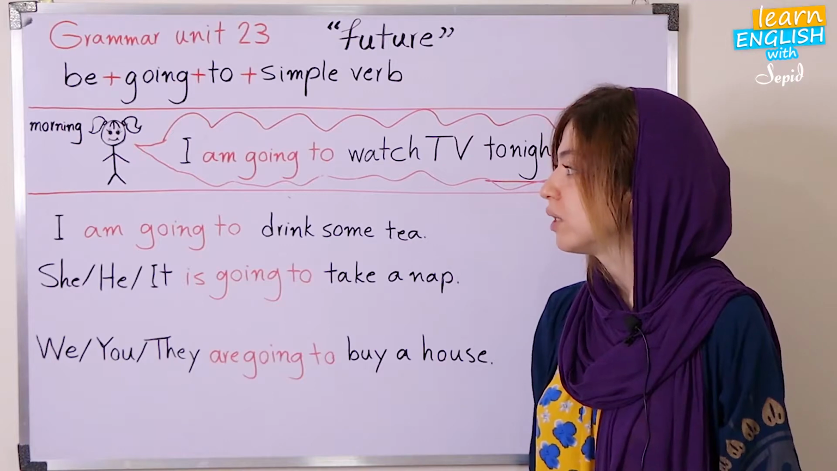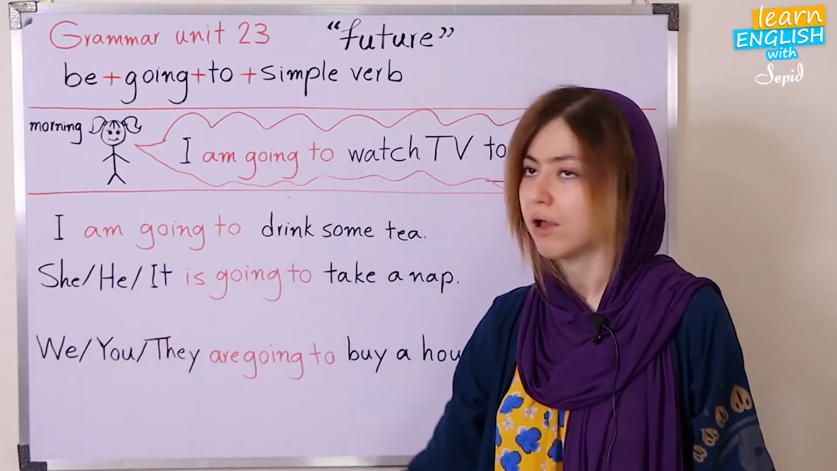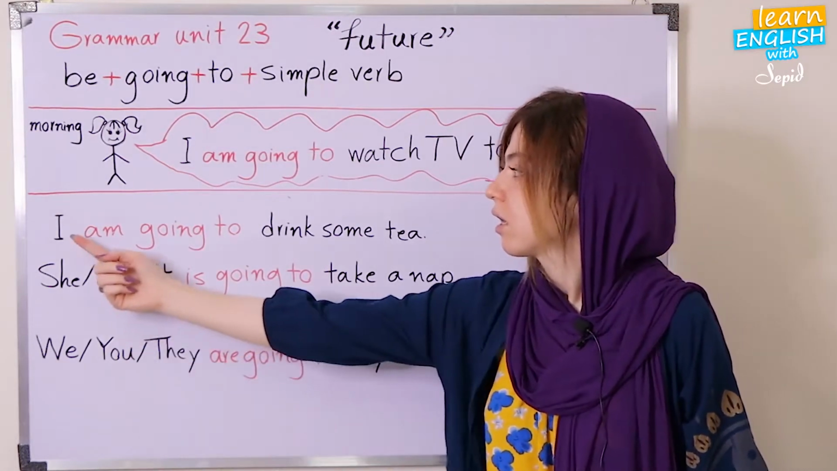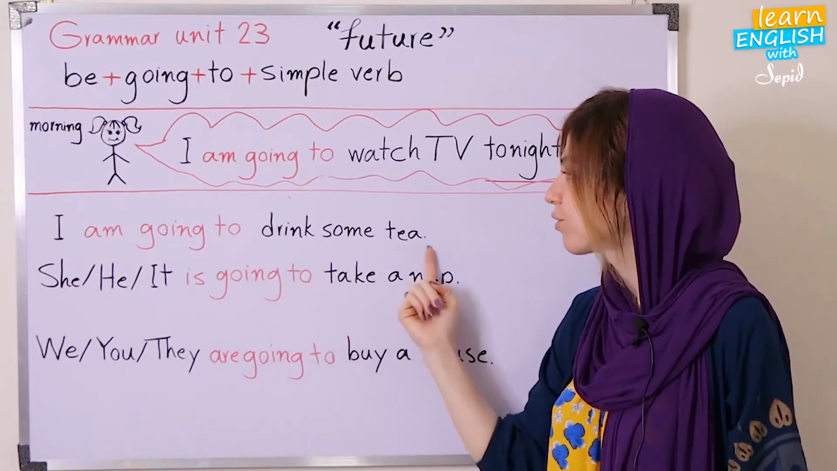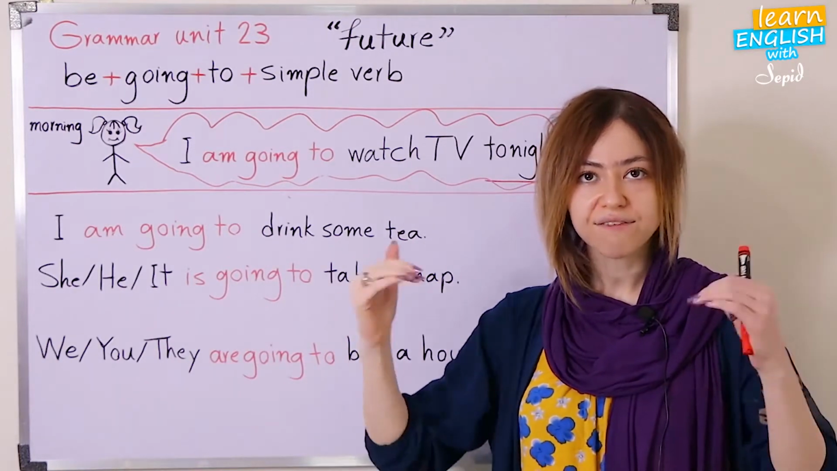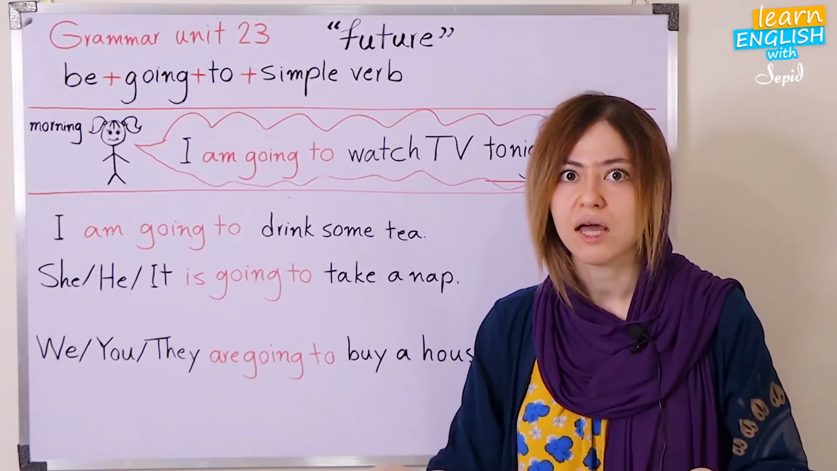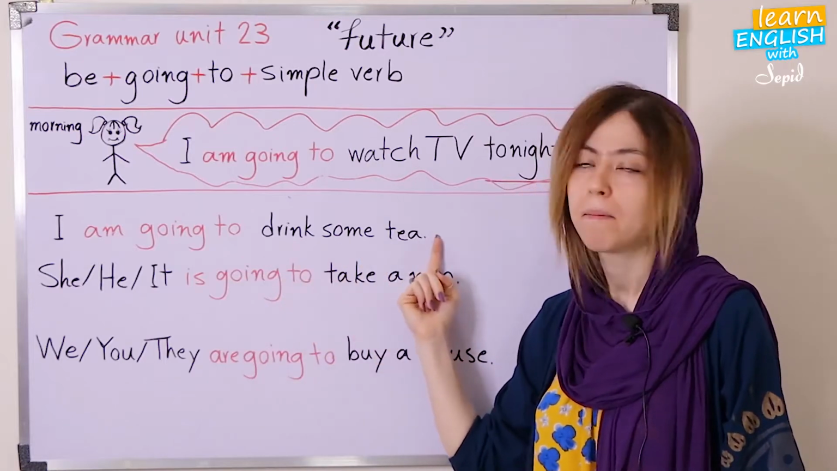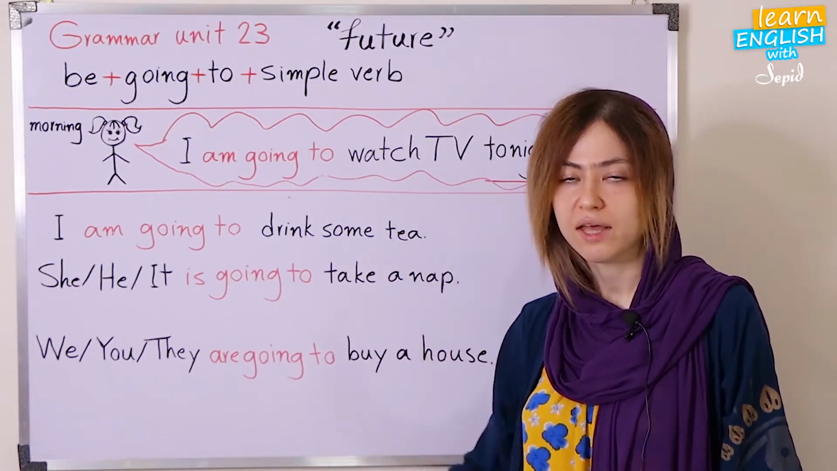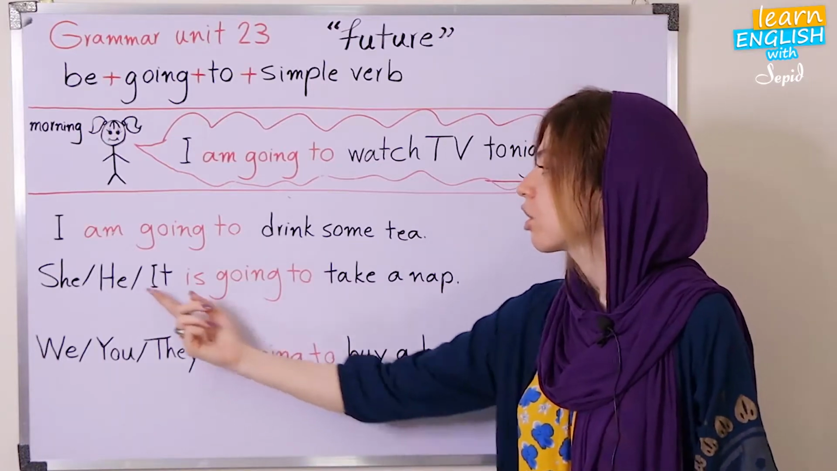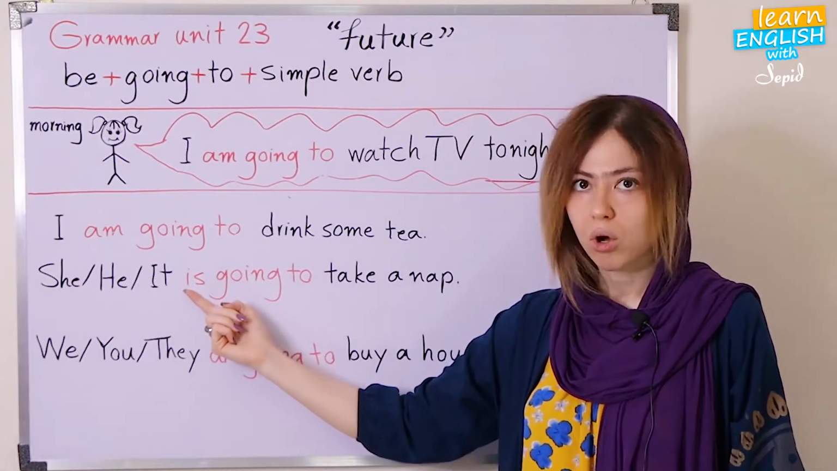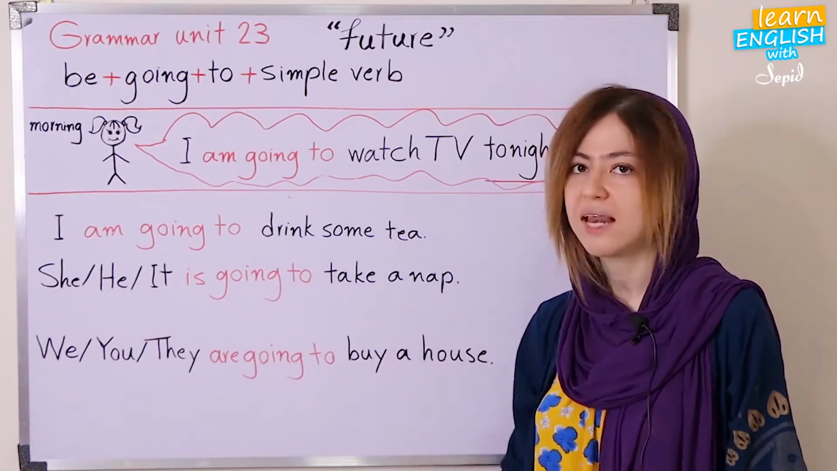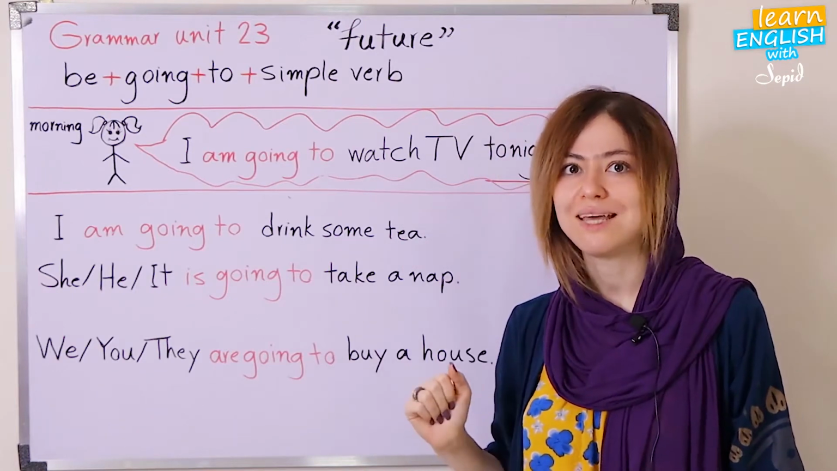So, let's go to different subjects and their to be verbs, these forms. Let's learn. I am going to drink some tea. For instance, after this class, I plan, I intend to do it. So I am going to drink some tea after the class. Again, it's about the future. So let's go. She, he, it. It here refers to animals. Let's go. She is going to take a nap. Take a nap means take a short sleep here.